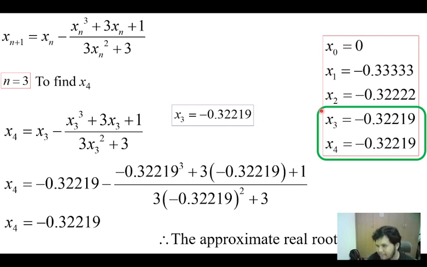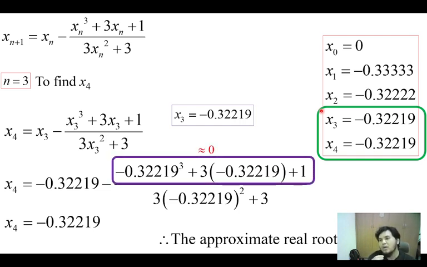Why do we get the same answer? Because if you try to press the value for the numerator in the purple box, we have the answer slightly equal to 0. So when 0 is divided by something big, we will get 0. Thus we are just left with the x n term in the equation, and that's why we get the same answer for this method of iteration.